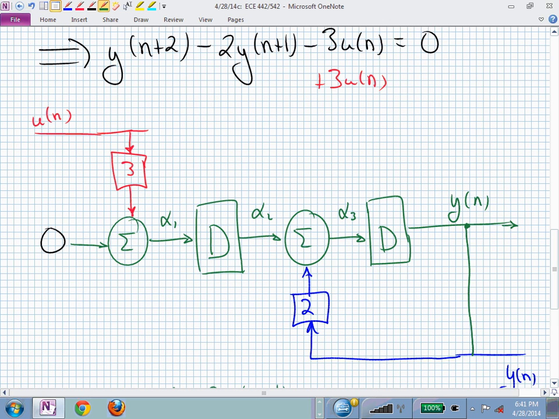Now, how do I get a state space representation from this diagram? Final exam question. How do I get a state space representation from an all delay block diagram? And I might give you a 50 delay block diagram on the final.